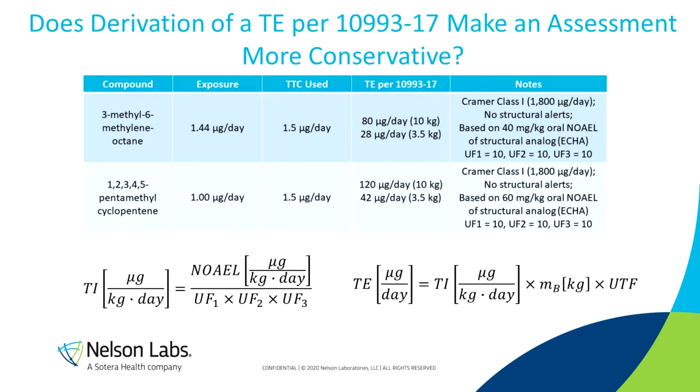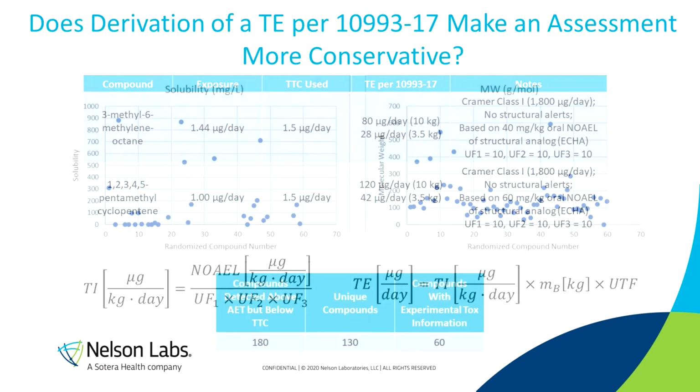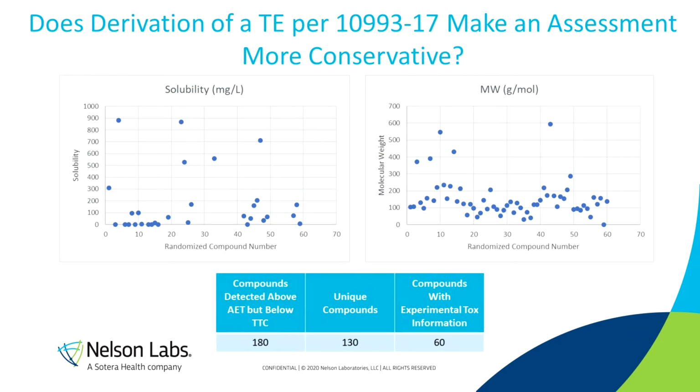So to see if this is true in general, that the TTC is more conservative or produces a lower threshold than a derived TE, I went back through our most recent data and I identified as many compounds as I could that were in this range, below the TTC but above the AET. And in the last few months, there were 180 compounds that fit that criteria.